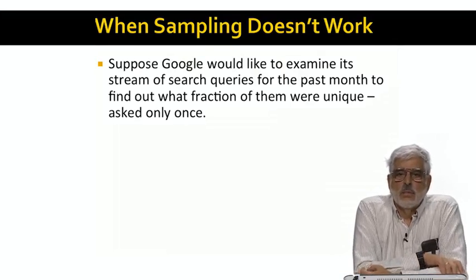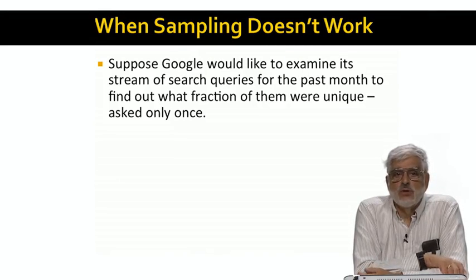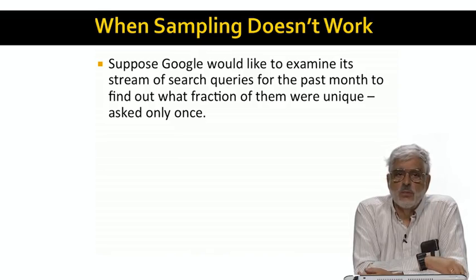Let's take up an example. Google has a stream of search queries coming in at all times. We might want to know what fraction of search queries received over a period, such as a month, are unique. That is, there's only one occurrence of that search query in the entire month.